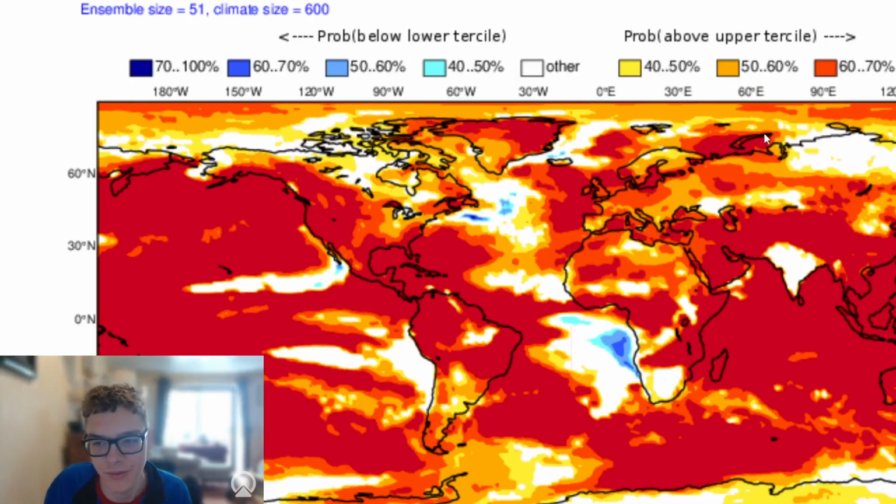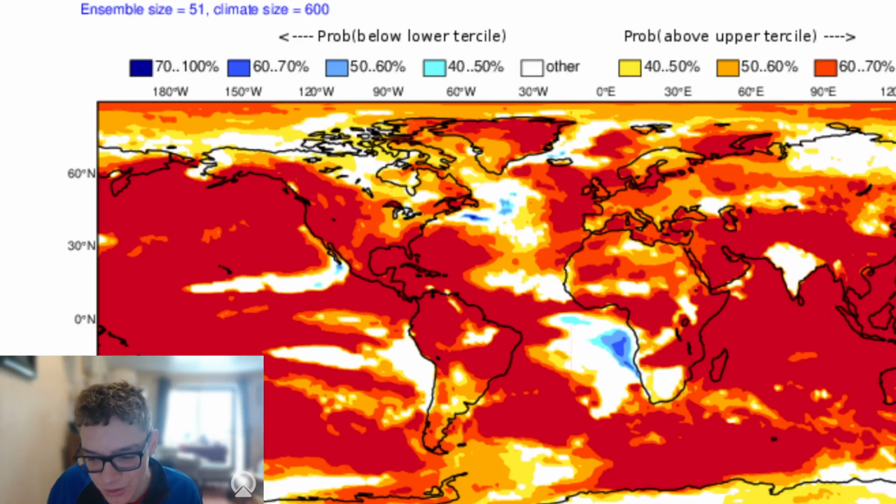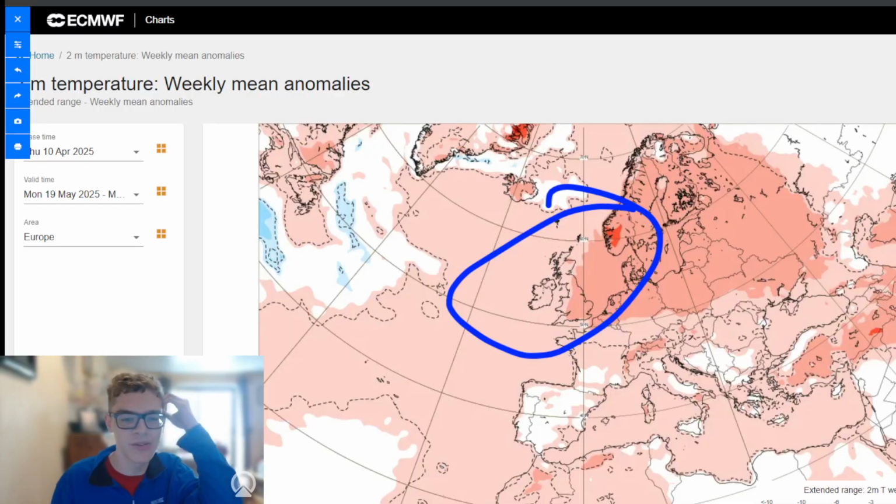This is the ECMWF seasonal forecast for May. As you can see, there's the UK. So we are in the 50 to 60 or 60 to 70% chance of an above average May in terms of 2 metre temperatures for the month of May, which means probably about half a degree to 1 degree or slightly higher above average. So looking pretty favourable to be a decent May, I'd say.